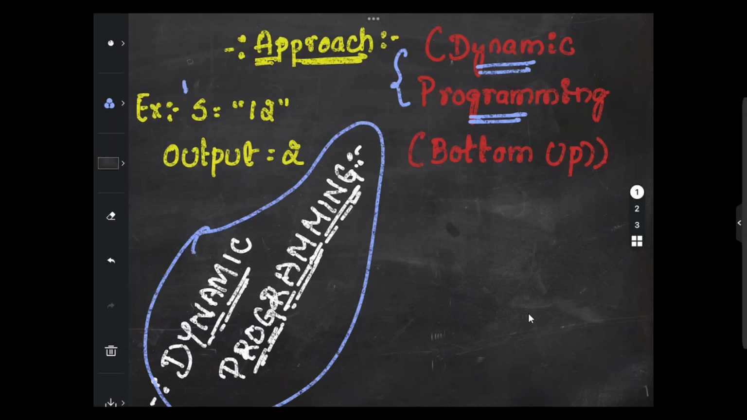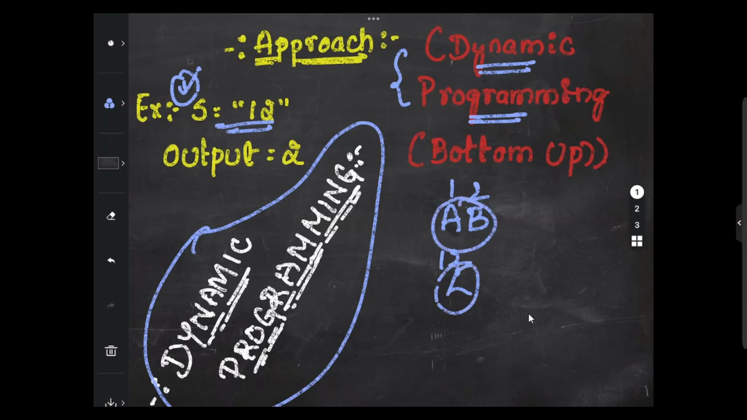I have considered the same first example that they have given in the question, S equals 12. We have two ways. One is AB, because 1 stands for A and 2 stands for B. Or we can directly go for L, because L is the 12th letter, according to the question. So the number can be decoded in two ways here, AB or L. We need to return the number of ways it can be decoded, so here we have to return 2.